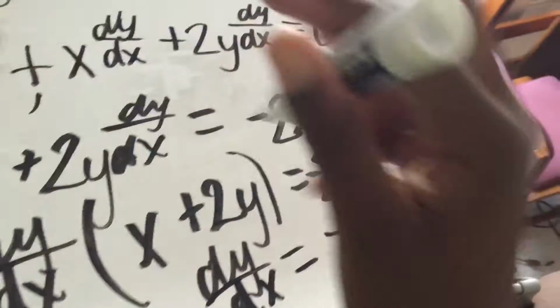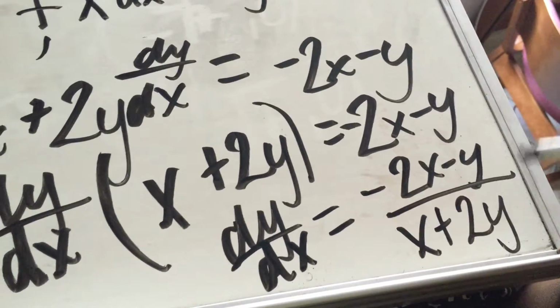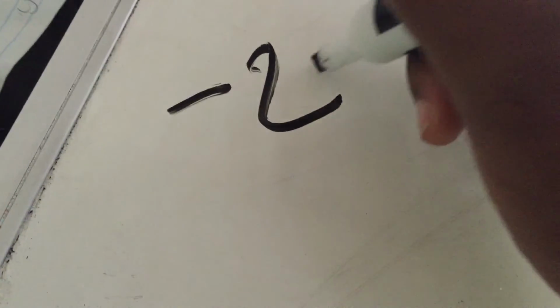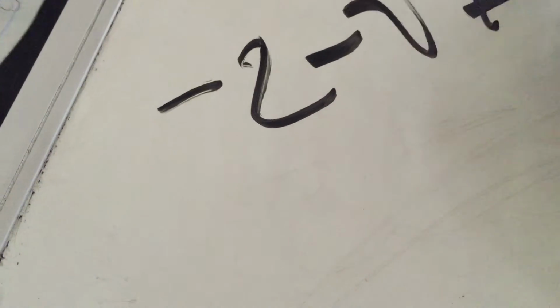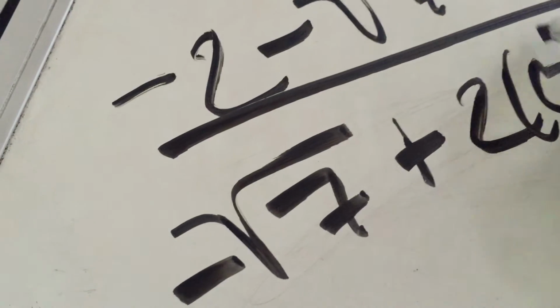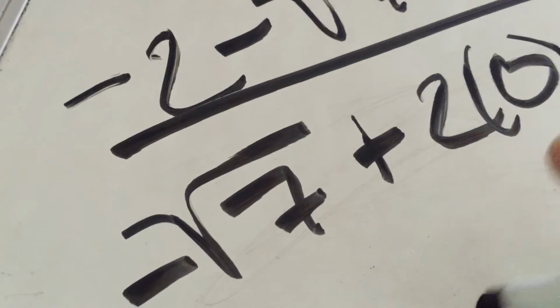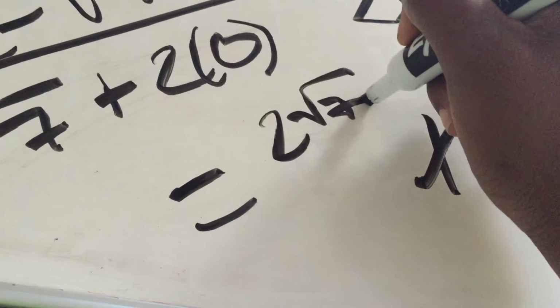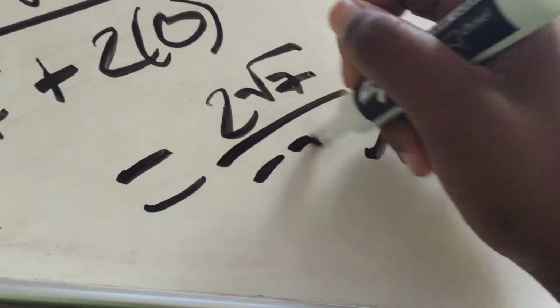Now I can find the slope using my derivative formula by putting in the points. So we have negative 2 times the square root of 7, minus 0, all over the square root of 7 plus 2 times 0. And that is equal to 2 times the square root of 7 over negative square root of 7.